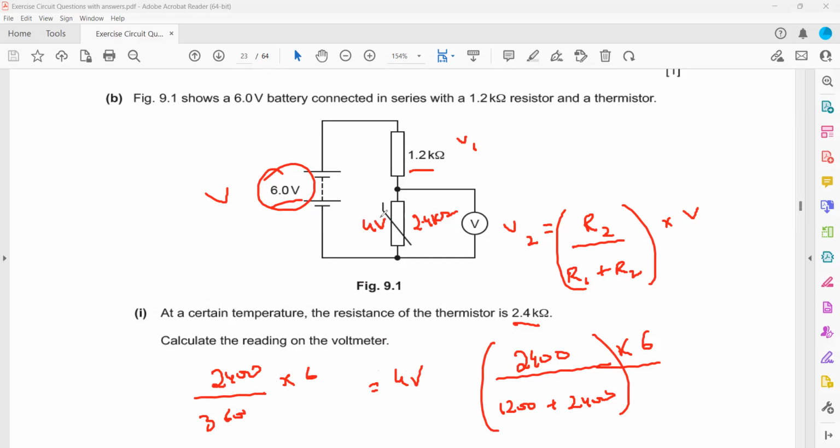So if this has 4 volt, what is the reading on the voltmeter? That will also be 4 because they are in parallel to each other. So what is the voltage across the thermistor? The same voltage will be across the other component as they're in parallel. And what about the voltage across the 1.2? If the total is 6 and 4 volts is here, the remaining 2 volts will be across the 1.2, because the voltage will divide between the components.